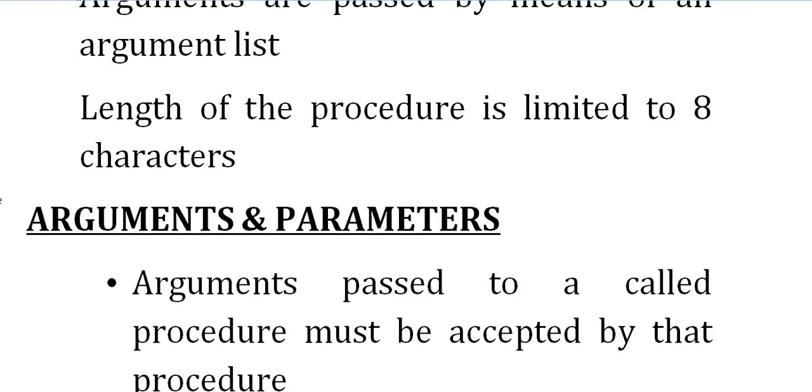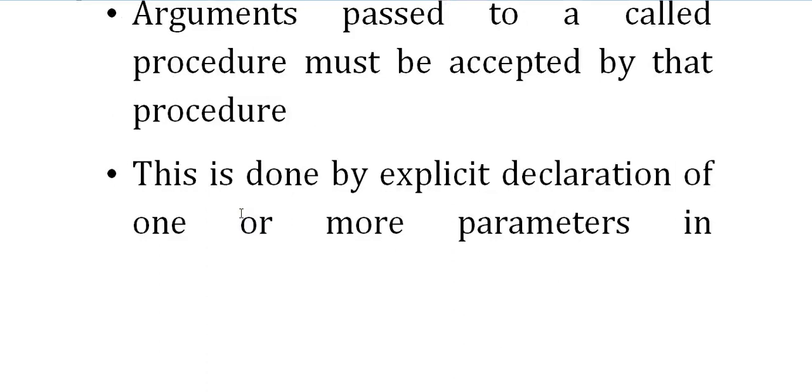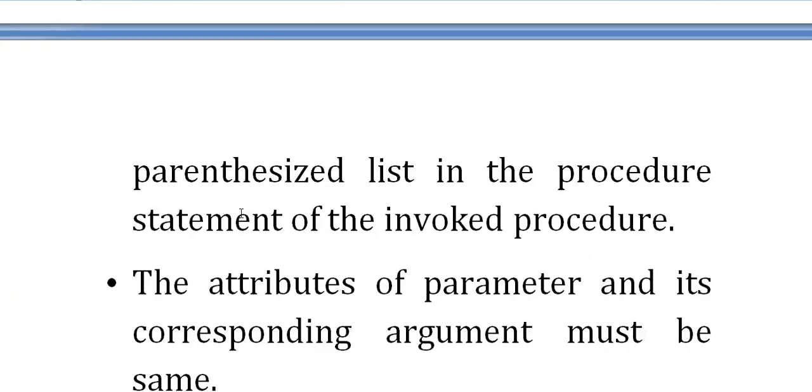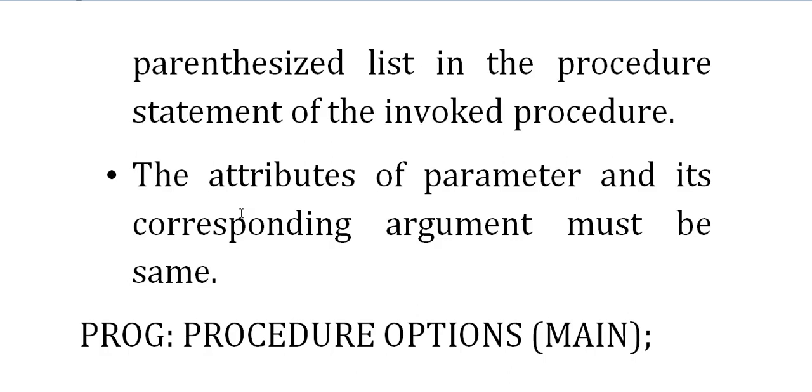So, what are arguments and parameters? An argument passed to a called procedure must be accepted by that procedure. That is, whenever you pass a parameter while calling a subprogram, that should accept the parameters that are passed in the calling procedure. This is done by explicit declaration of one or more parameters in a parenthesized list in the procedure statement of the invoked procedure. The attributes of parameters and their corresponding arguments must be the same. So if you are passing two parameters from the main program, the same should be in the receiving subprogram.